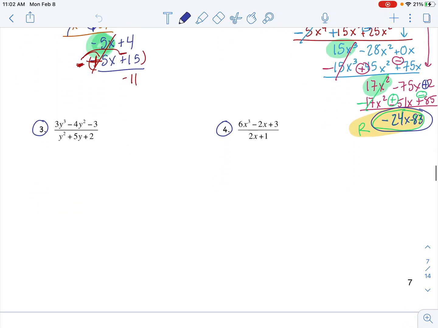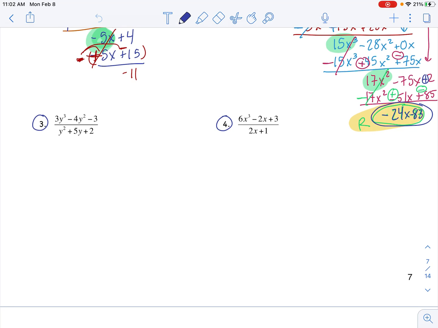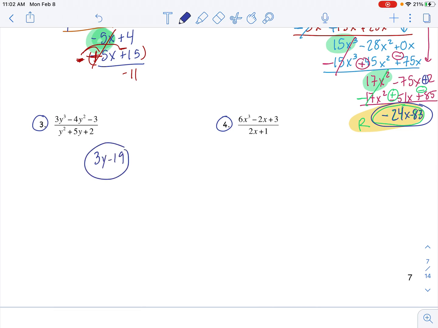Let's check your work. For number 3, I think you should have gotten as your quotient 3y minus 19. That was your quotient. And then the remainder was 89y plus 35. And the answer key is online if you didn't get that and you want to try and find where you made your mistake. But I think that's the correct answer there. Quotient 3y minus 19, remainder 89y plus 35.